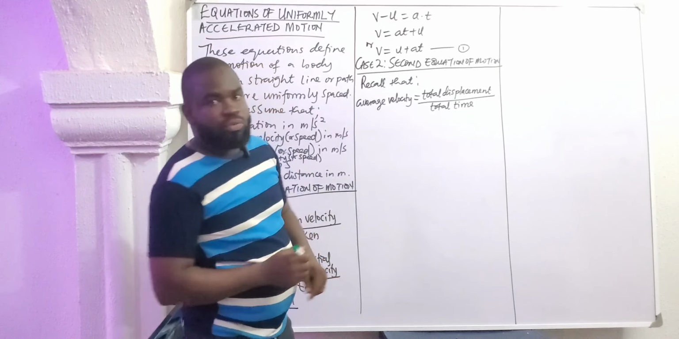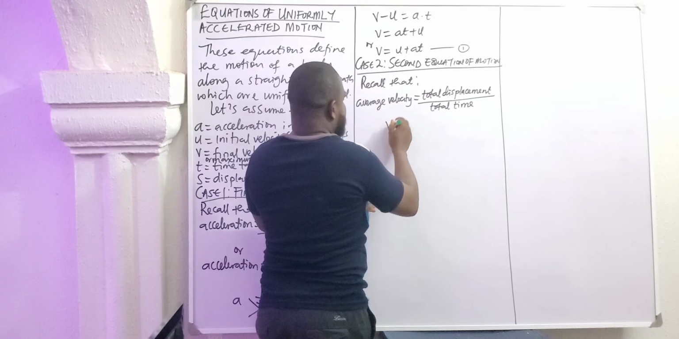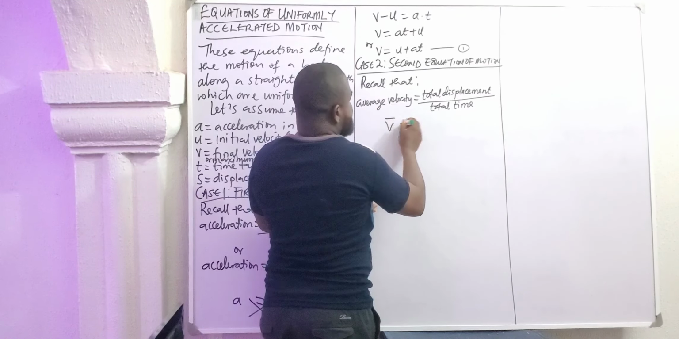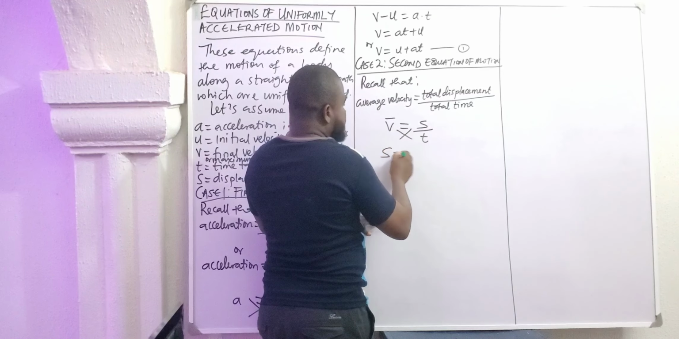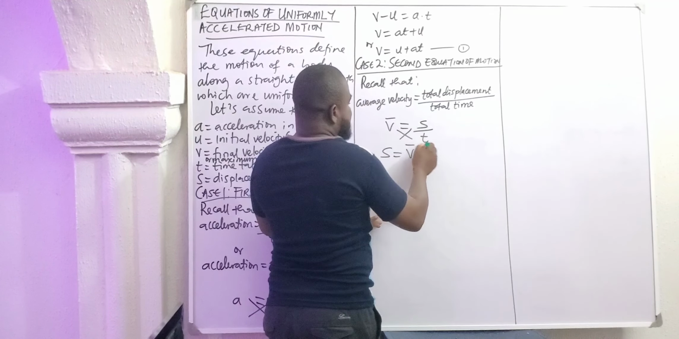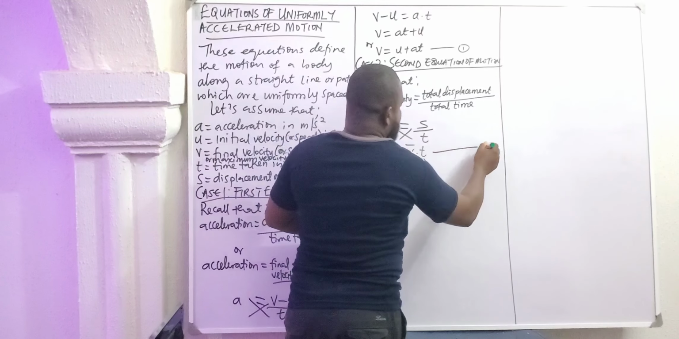So the average velocity, we will use V bar to represent it, our total displacement x, our total time t. If we cross multiply, we have that S is equal to V bar times t. Let's call this equation A.